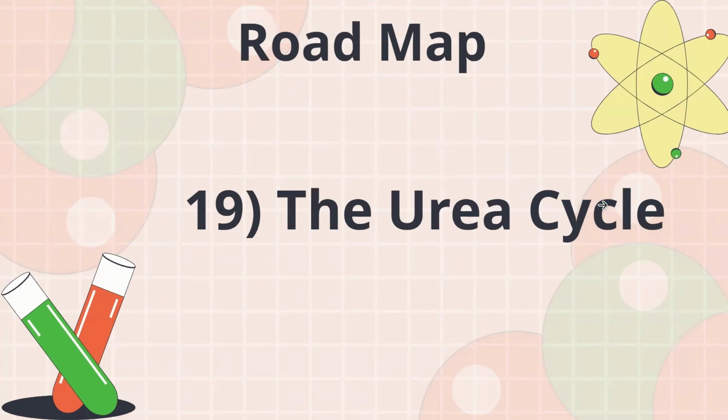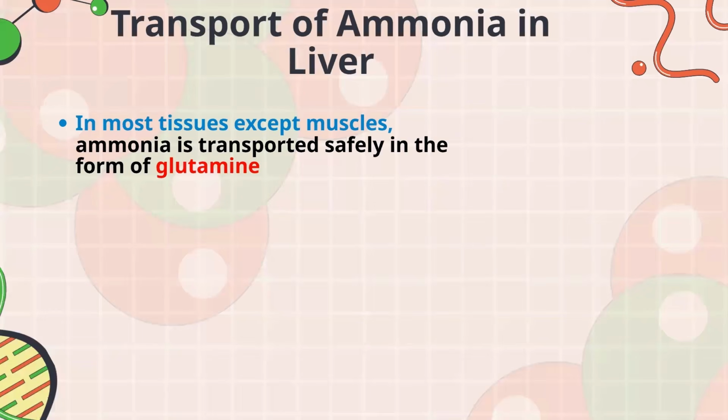Now the urea cycle, we kept talking about it in the first lecture, and trust me, it's easy. Both of the first two lectures, in my opinion, are actually easy to understand. They're short and concise. So let's begin. The urea cycle occurs in most tissues except muscles, and ammonia is transported safely in the form of glutamine. We already discussed this, and this is done through glutamine synthetase, which carries glutamate and ammonia.